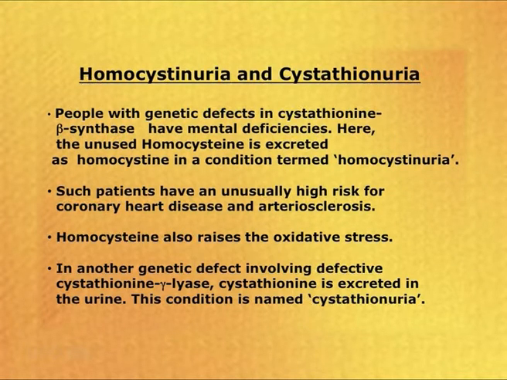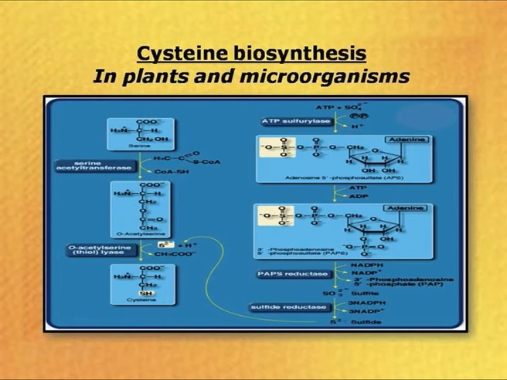Now, homocysteine accumulation causes the patients to have mental deficiencies, and they also have a tendency toward coronary heart disease and arteriosclerosis. Homocysteine accumulation also raises oxidative stress. Another condition is cystathioninuria. Cysteine biosynthesis in plants and microorganisms takes place following two routes. One is from serine and another is from ATP and sulfate ion.